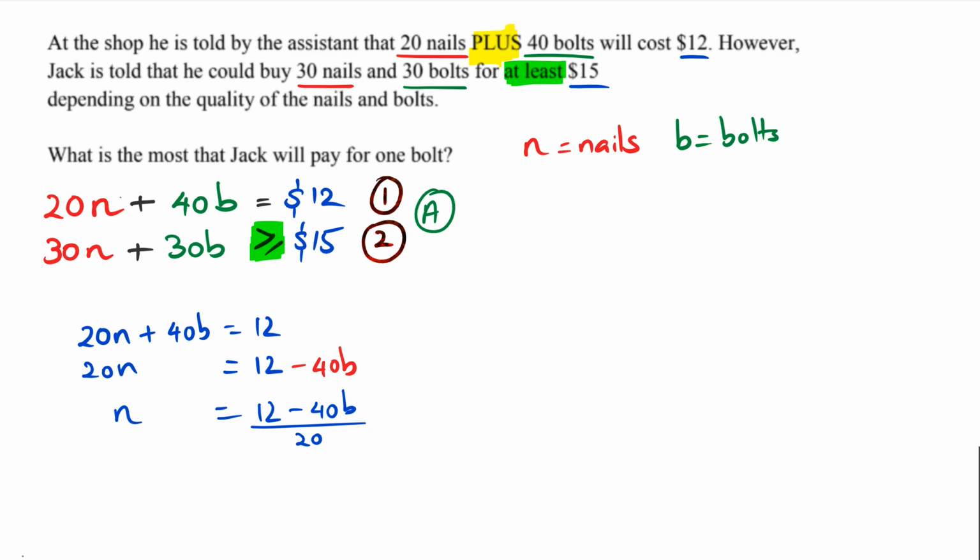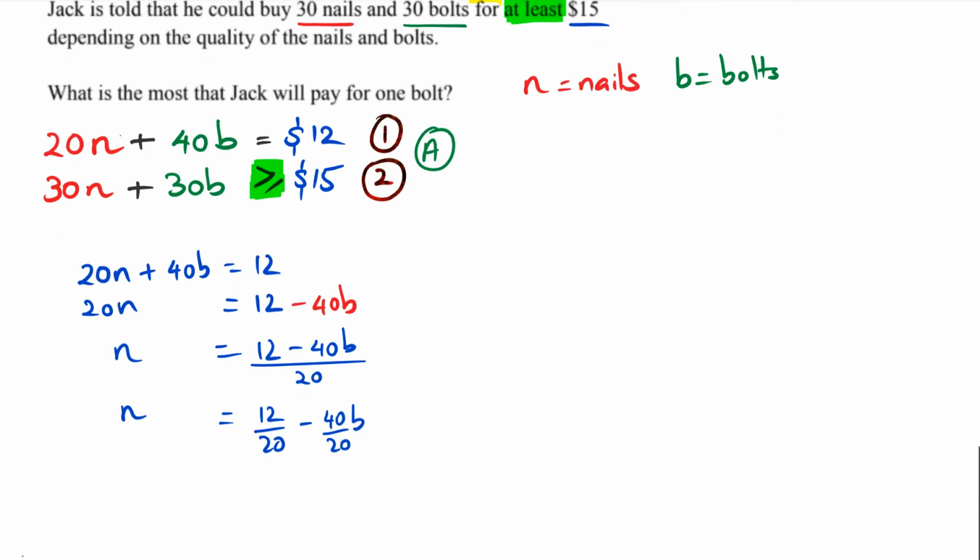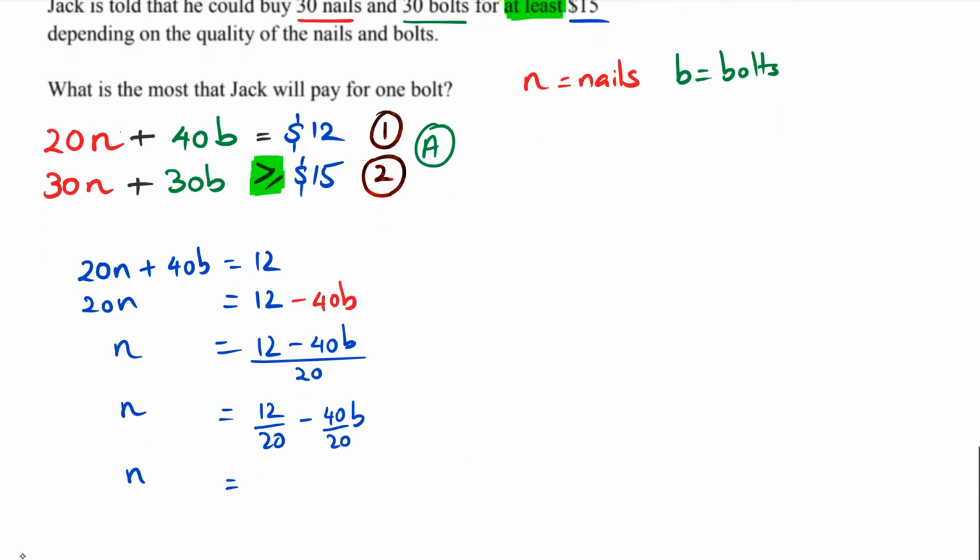Okay, so I can simplify this a bit further. I can actually rewrite this as N is equal to 12 over 20 minus 40 over 20b. When I do this, 12 over 20 is 0.6, but you can leave it as 12 over 20 if you're comfortable working with a fraction. And then minus 40 over 20 becomes minus 2b. So what I've done is rearranged N in terms of b here.